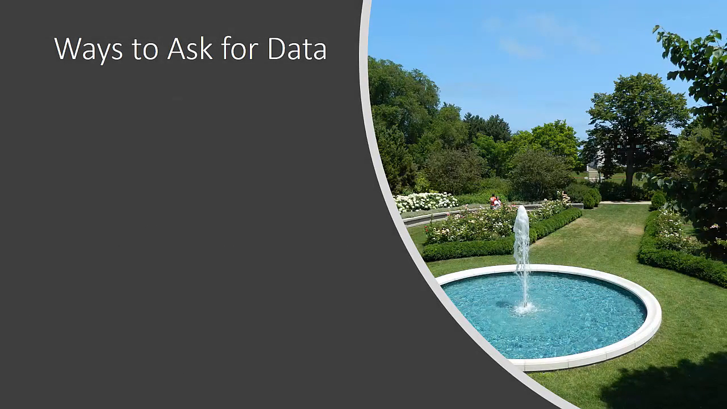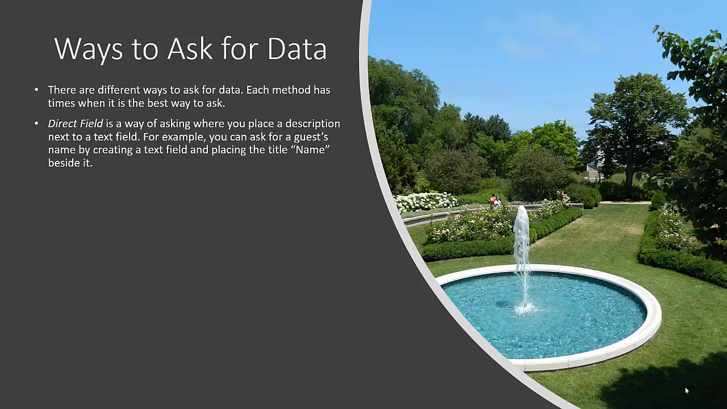So how do we ask for data? There are different ways to ask. Each method has times when it is the best way. A direct field is a way of asking where you place a description next to a text field. For example, you can ask a guest's name by creating a text field and placing the title, name, beside it.